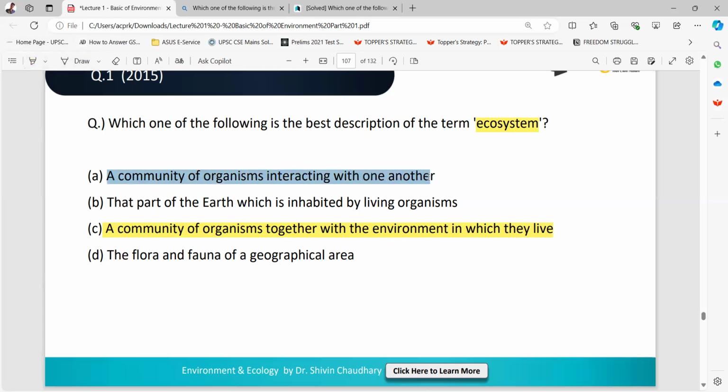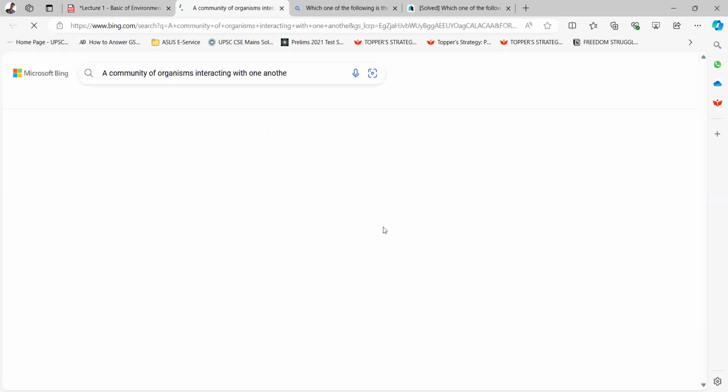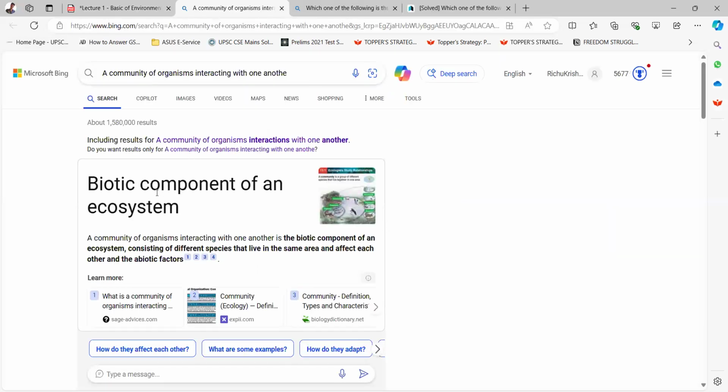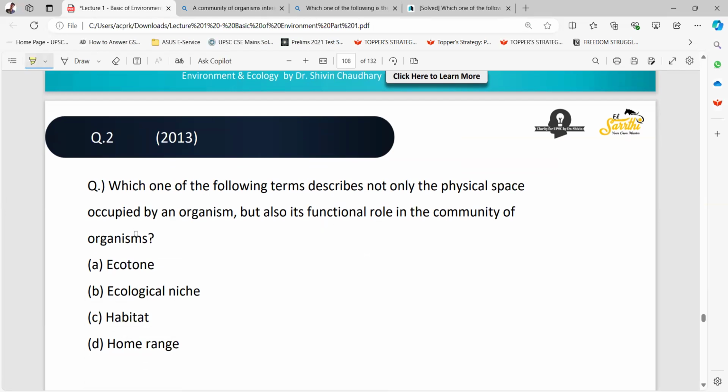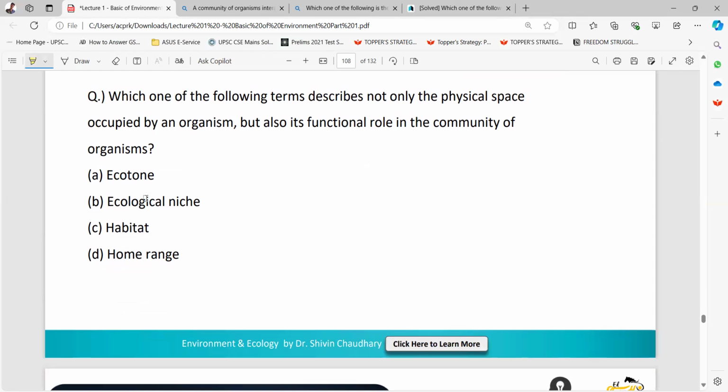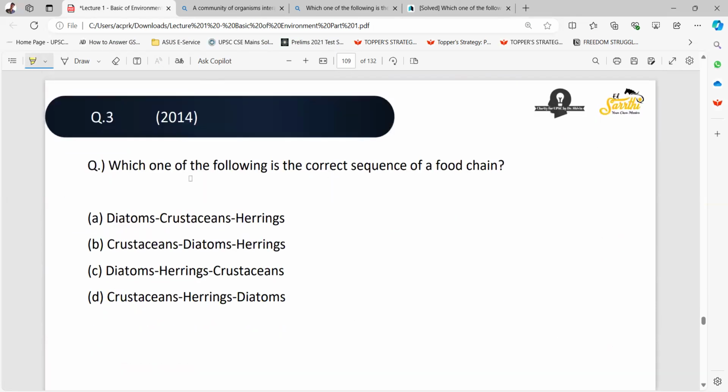So what is a community of organisms interacting with one another? It's the biotic component of an ecosystem. A community of organisms interacting with one another is the biotic component of an ecosystem consisting of different species that live in the same area and affect each other and the abiotic factors. Okay. Which one of the following terms describes not only the physical space occupied by an organism, but also its functional role in the community of organisms? It is ecological niche.